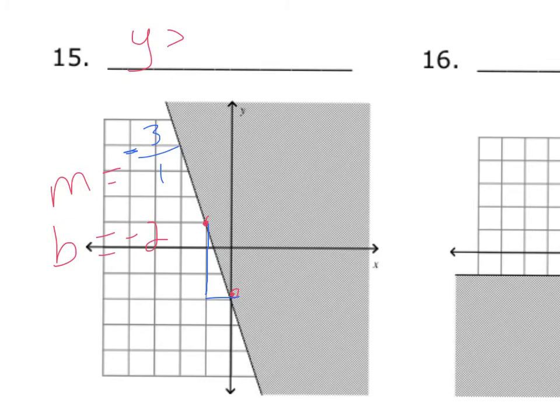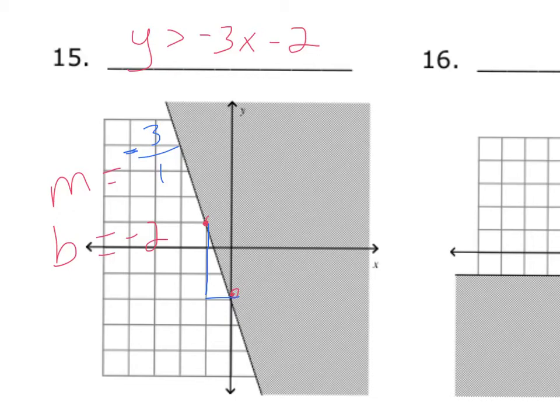So y is greater than negative 3x minus 2. Even though the slope was negative 3 over 1, when I simplify that, it's just negative 3, because I can always make that a fraction again by putting it over 1.